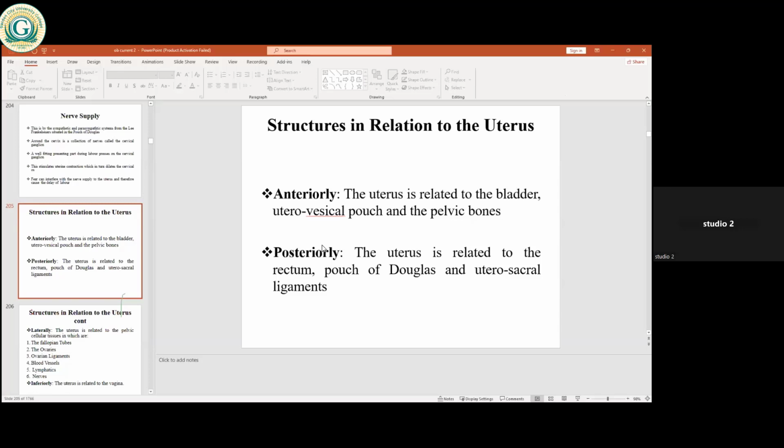So when the bladder is full, normally what we do is catheterize the woman and remove the urine before the woman delivers. When the rectum at the posterior is full, normally the woman is given an enema to wash out the content of the rectum before she delivers.